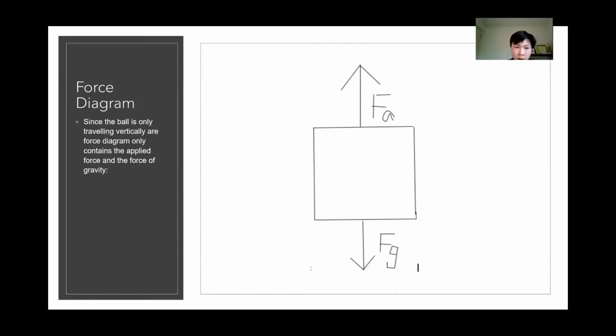So our force diagram, since we're only throwing the ball upwards, will only have two types of forces. So going up would be the applied force as Finn launches the ball upwards, and the force of gravity pulling the ball downwards.